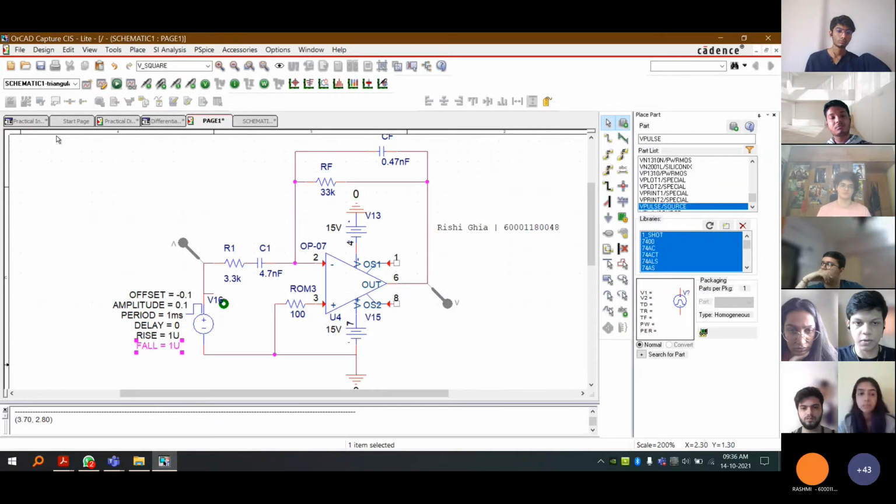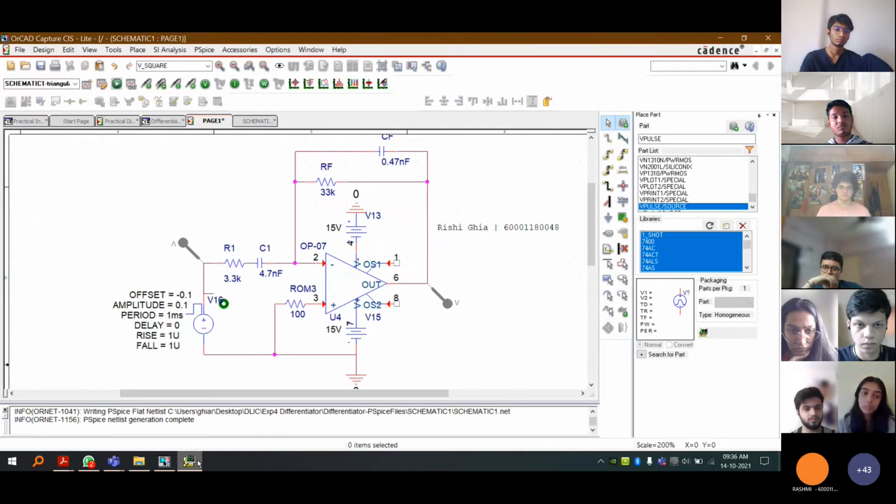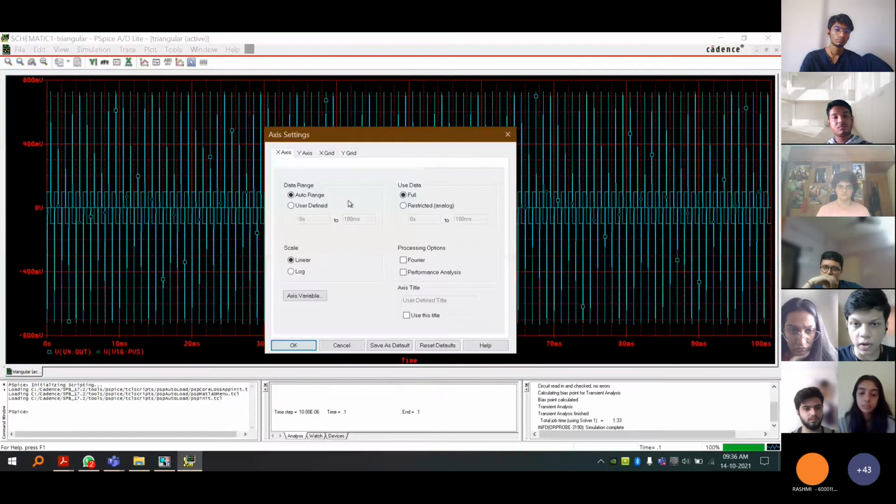The rise time and fall time are pretty all right the way they are. So I can just run this. Right. Okay, this is rather full. I'll just take this down.